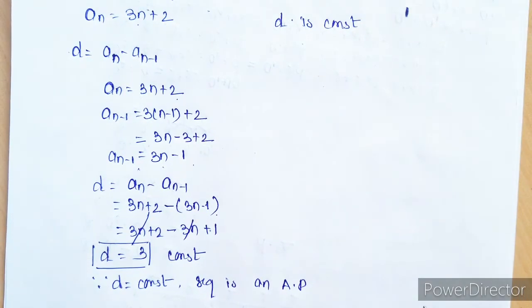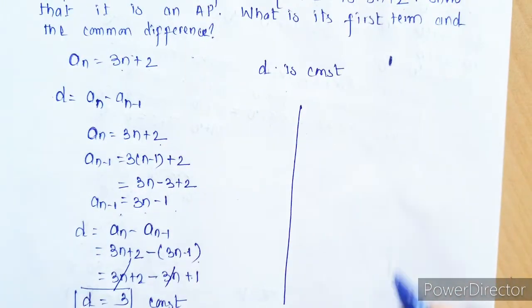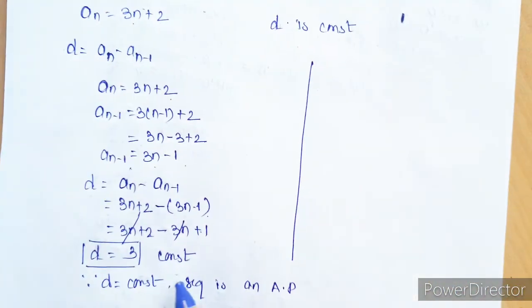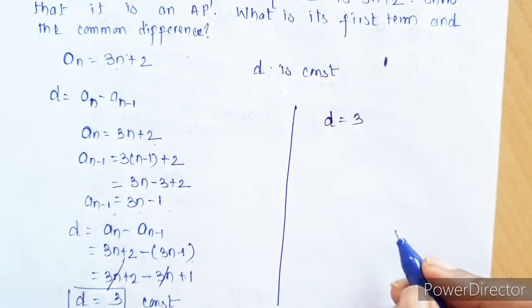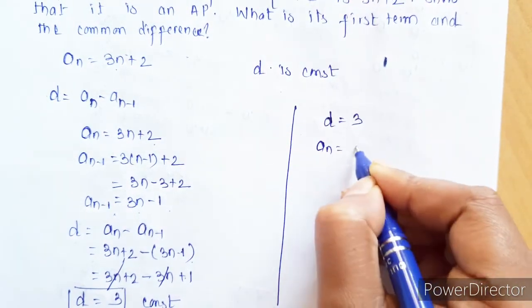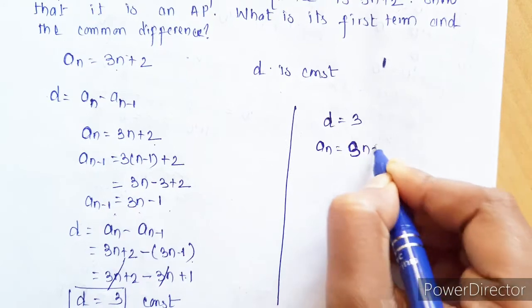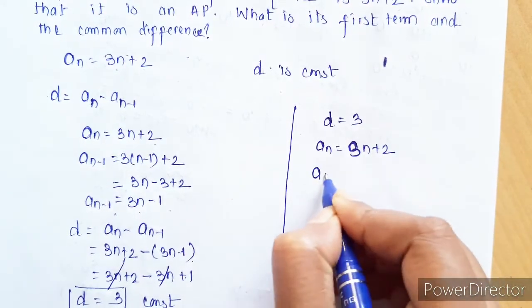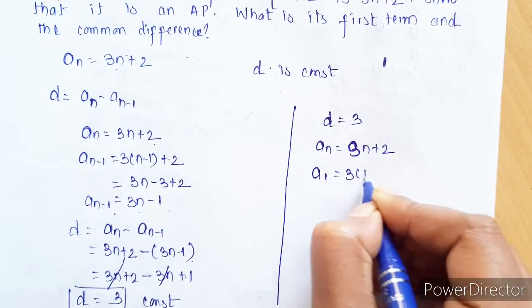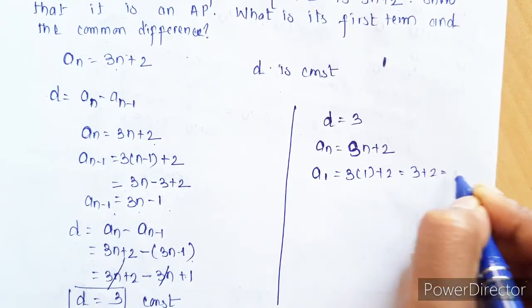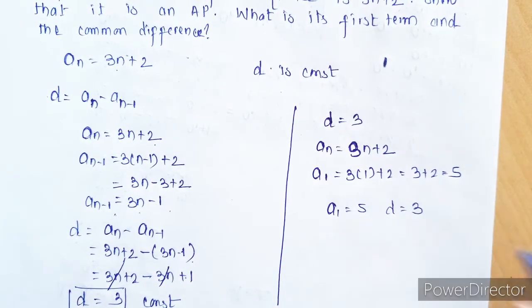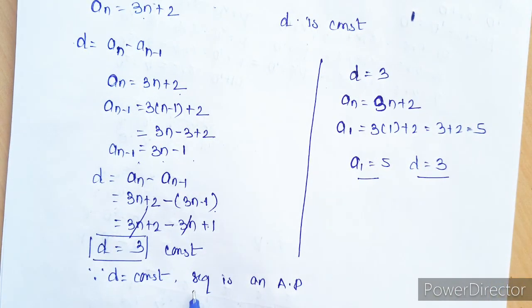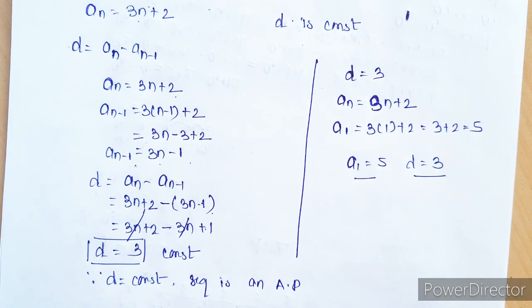Now we have to find the first term and common difference. We already got the common difference, so d is nothing but 3. Now we only have to find the first term. What is the nth term given? It is 3 times n plus 2. The first term is a1, so it can be written as 3 times 1 plus 2, which is 3 plus 2, nothing but 5. So in this case, the first term is 5 and the common difference is 3. And since the difference is constant, the given sequence is an arithmetic progression.